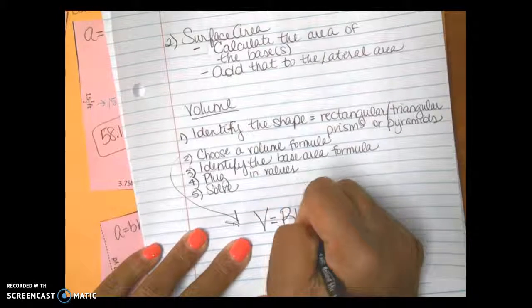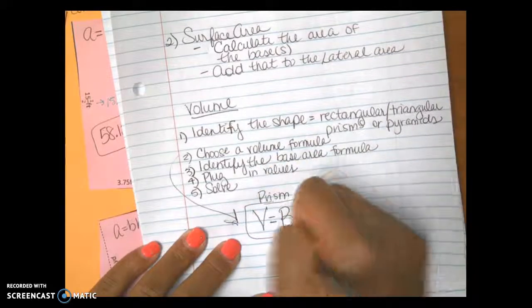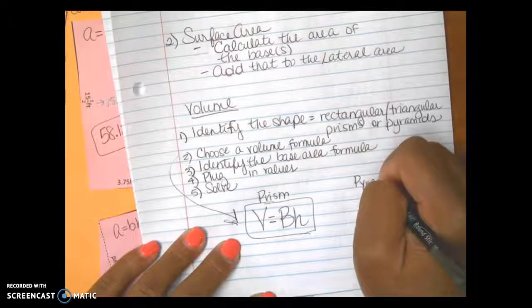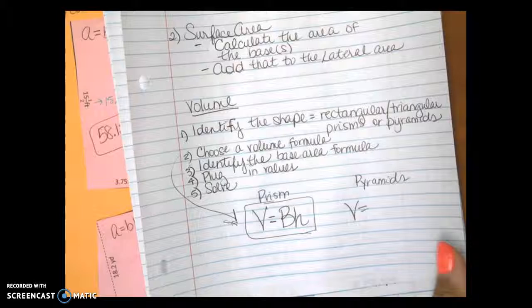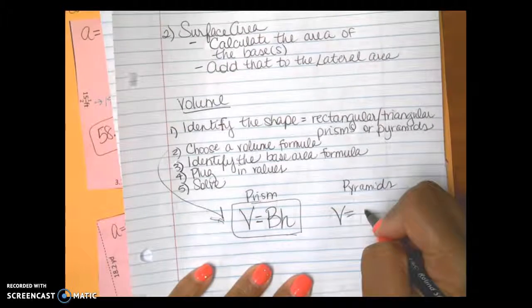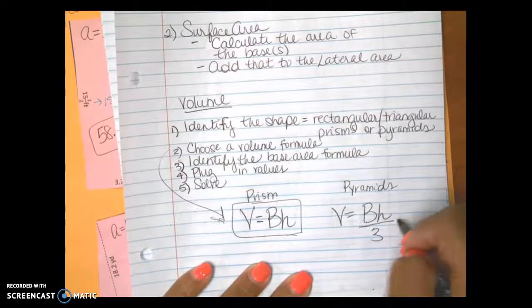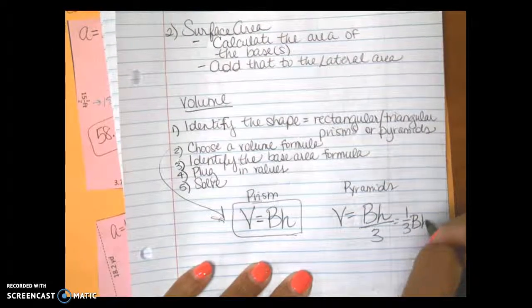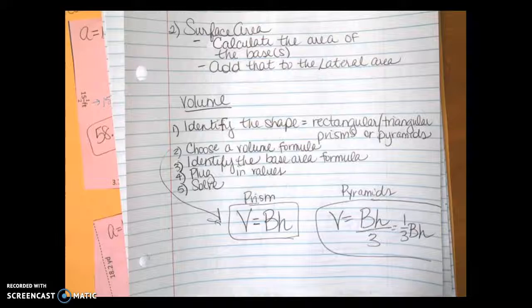Volume equals big B times height. This is a prism, and it's a formula, so it goes in a box. Pyramids. Volume equals... I think you should be writing this down. Big BH divided by 3, or 1/3 big BH. Okay? Those two are important.